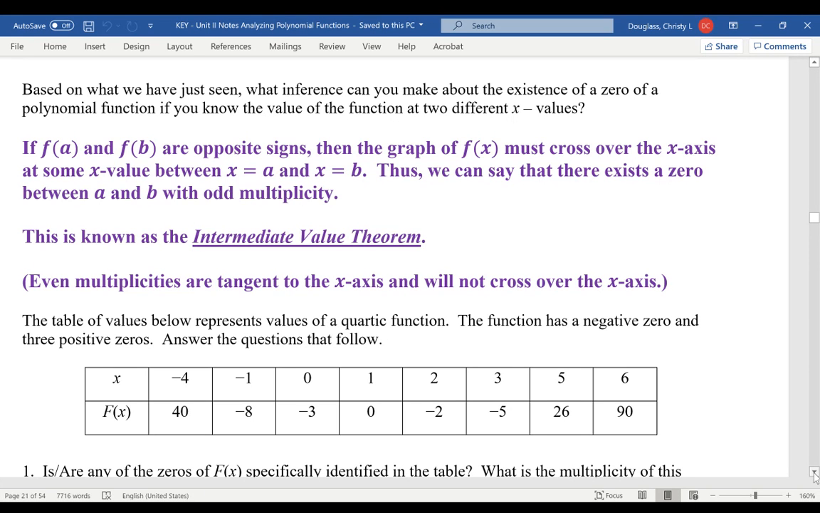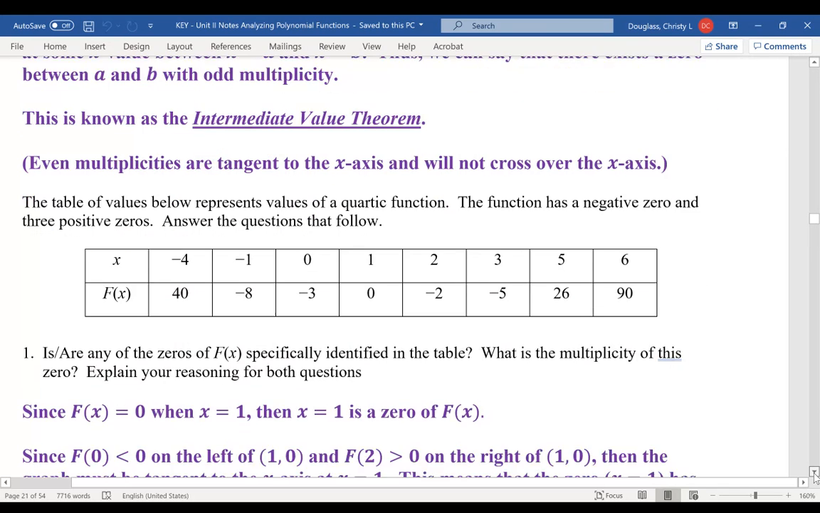And it says, if f of a and f of b are opposite signs, then the graph of f of x must cross over the x-axis at some x value between x equal a and x equal b. Thus, we can say that there exists a 0 between a and b with odd multiplicity. Odd multiplicity because we know with even multiplicities, it won't actually cross over. It will just be tangent.